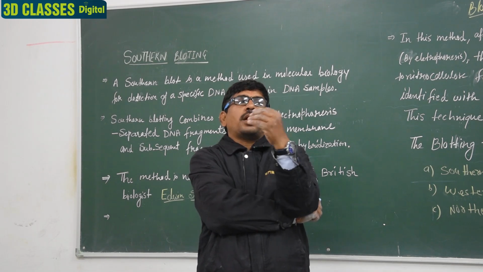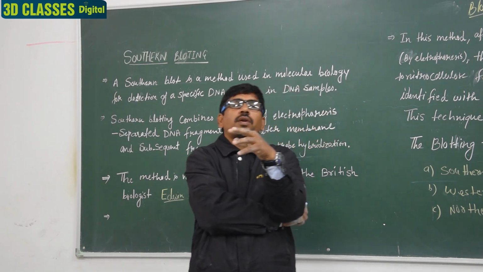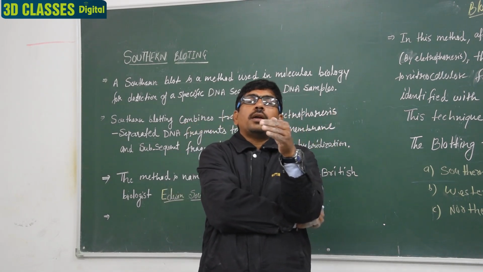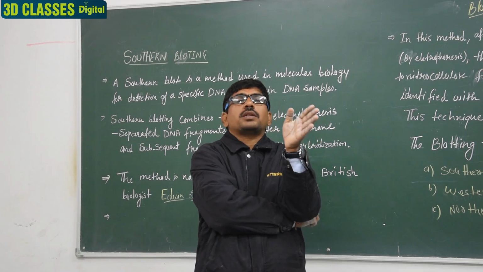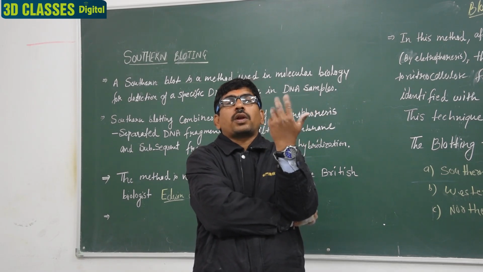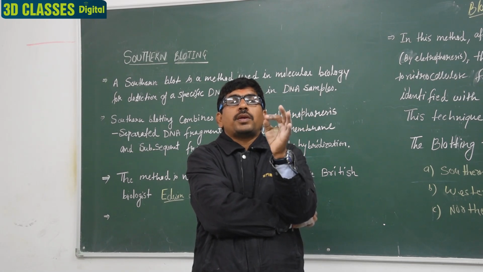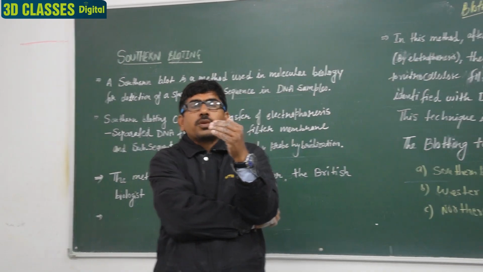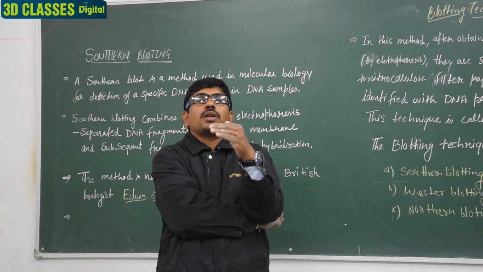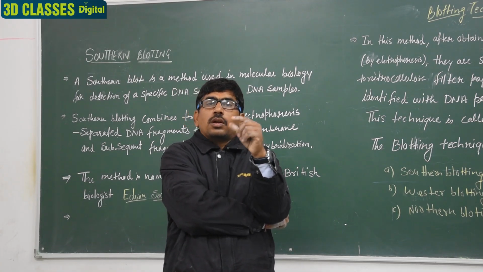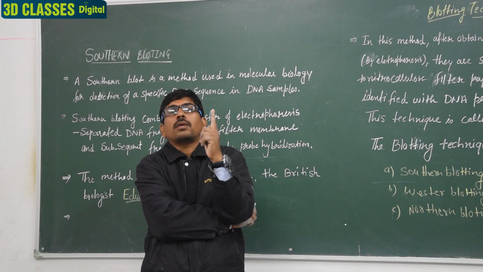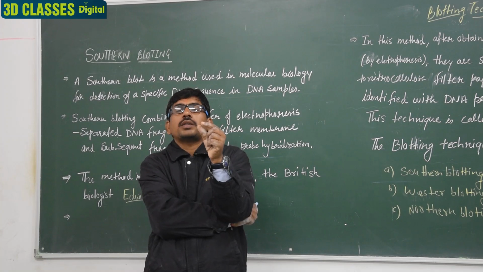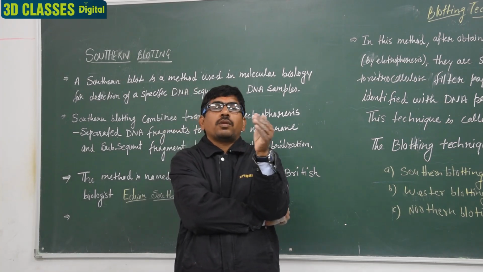Due to the activity of the RE enzyme, different types of fragments are present, and these are known as DNA fragments. After that, we use the electrophoresis process to separate the particular DNA fragments on the basis of their size. Clear? In electrophoresis, the DNA is separated on the basis of size: the small DNA fragments move a longer distance, and the bigger DNA fragments stay near the well. Clear?